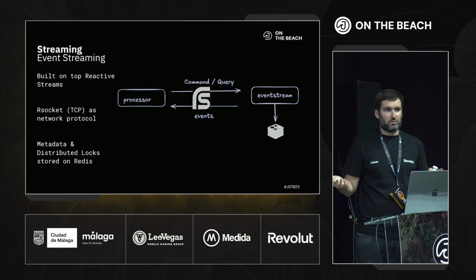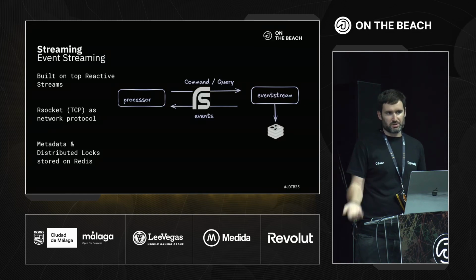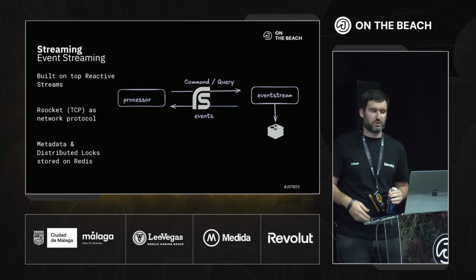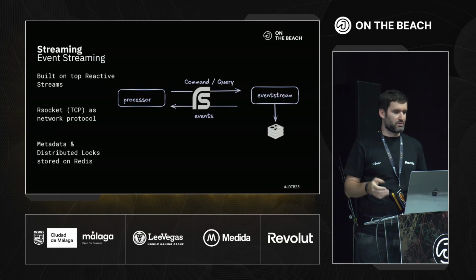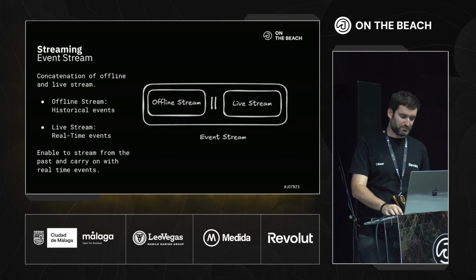And then every single piece of metadata, for example, information about the offsets, information about the events, and so on, we persist in Redis. So Redis, we use it as a small key-value store.